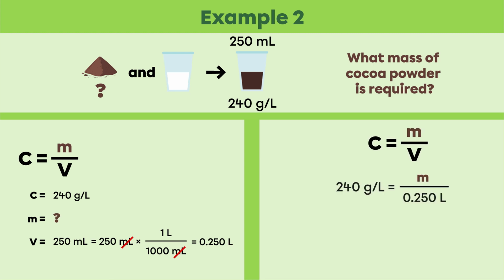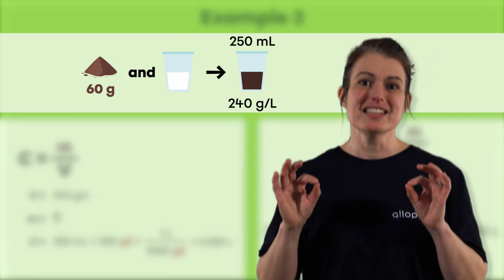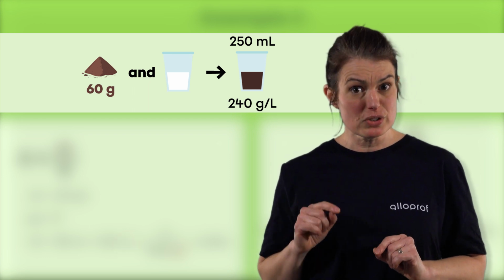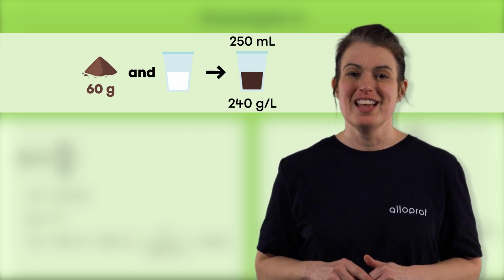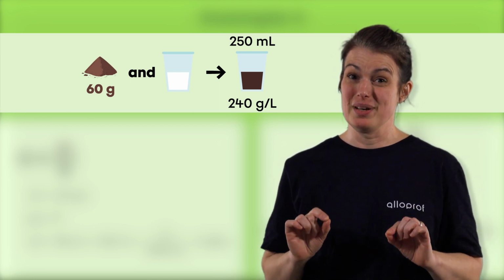We can replace the variables in the formula and isolate the mass of the solute by multiplying both sides of the equal sign by 0.250 liters. We calculate and obtain a cocoa powder mass of 60 grams. 60 grams of cocoa powder will be dissolved in milk to prepare chocolate milk solution with a 240 grams per liter concentration. This chocolate milk will be even more delicious than the previous one.